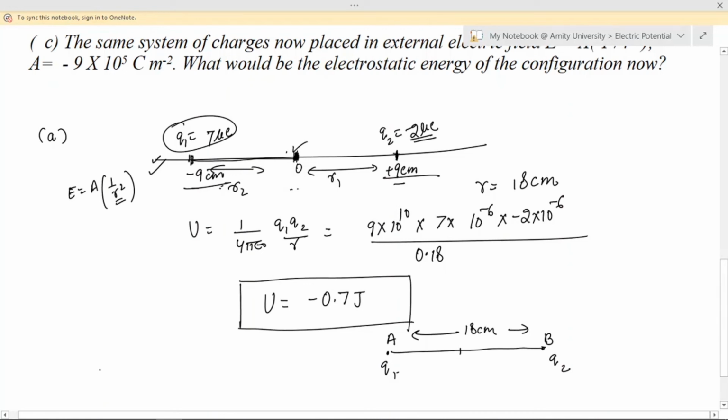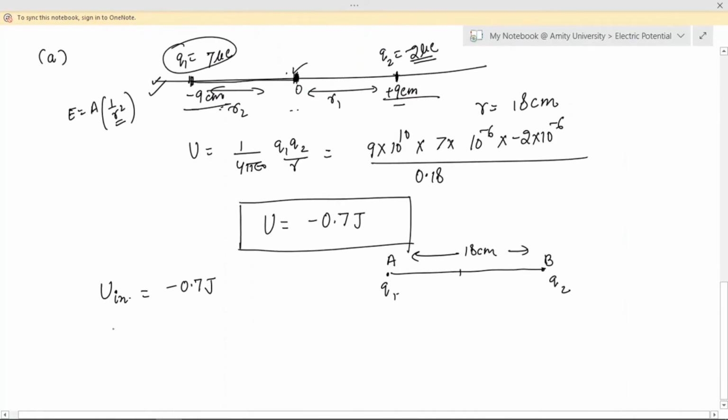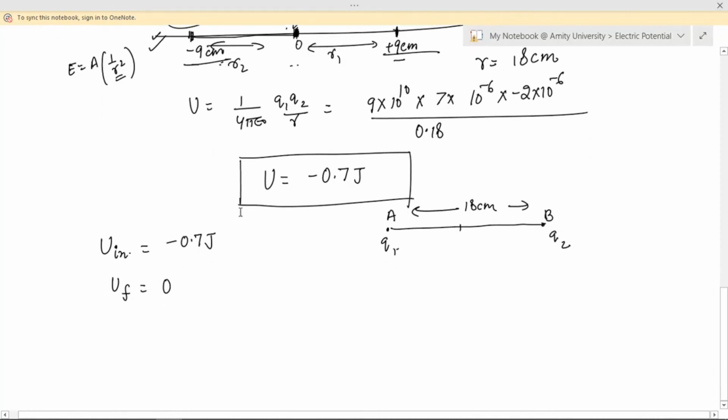So initially they possess energy. I consider it as the initial potential energy, minus 0.7 joules. Now when these two charges are taken infinitely away, what will be their potential energy? Let us consider it the final potential energy, and this will be equal to 0 since the charges will be infinitely away from each other. Now, using the work energy theorem, work done is equal to the change in potential energy, that is U final minus U initial.